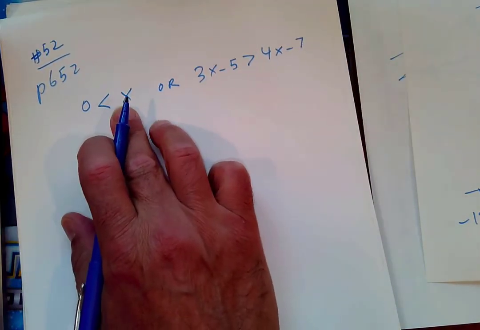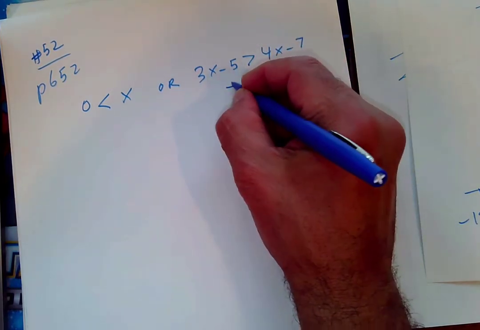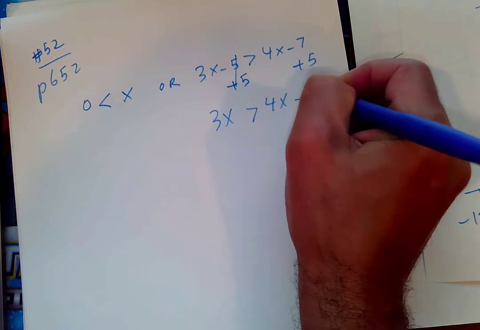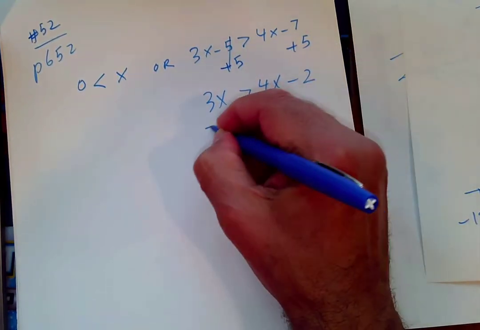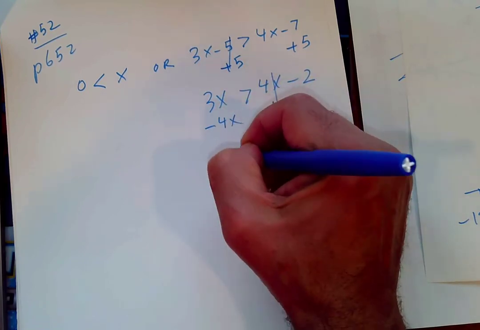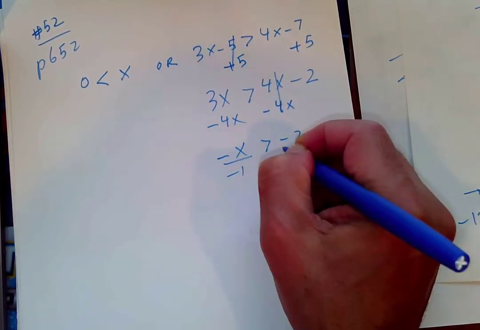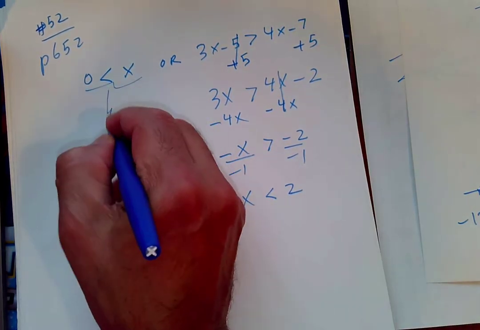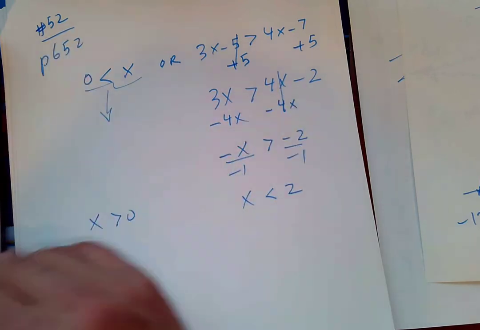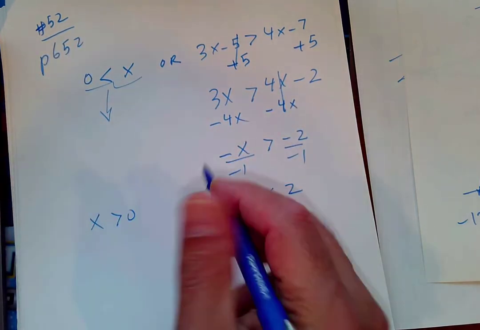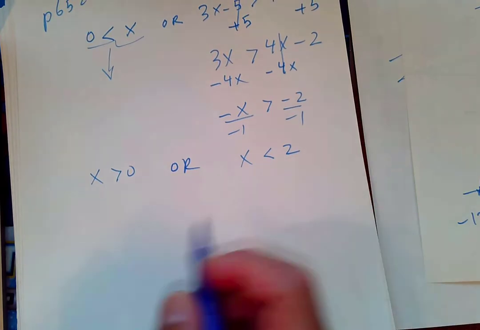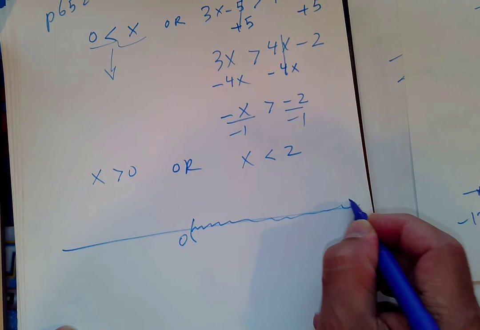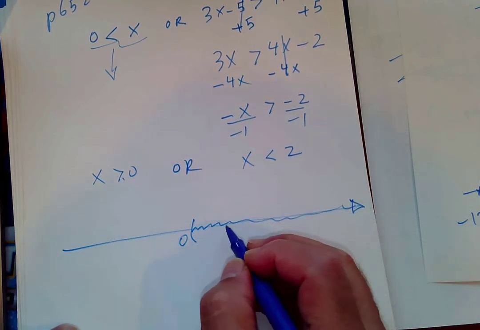So this is already isolated. Now let's work on this. We want to add the 5. 3x is greater than 4x - 2. We want x to be on this side, so subtract the 4x. We get -x is greater than -2. Divide by -1. So basically we have 0 is less than x, which is the same thing as x is greater than 0. I always like to put my x on the left. Or x is less than 2. So x is greater than 0, or x is less than 2.